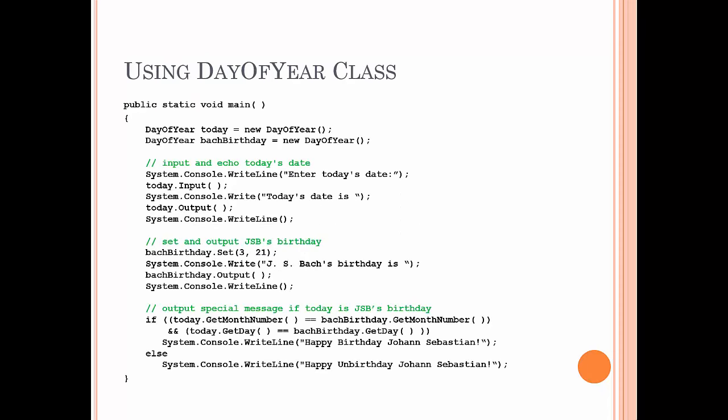Here we see a few examples of how to correctly use our new day of year class. We create 2 days of the year called today and Bach birthday. We then ask the user to enter today's date and then display it using our facilitator's input and output. We then directly set Bach's birthday to March 21st and display it to the user. Finally, if today is Bach's birthday, we display a birthday greeting to him. Otherwise, we display an unbirthday greeting.